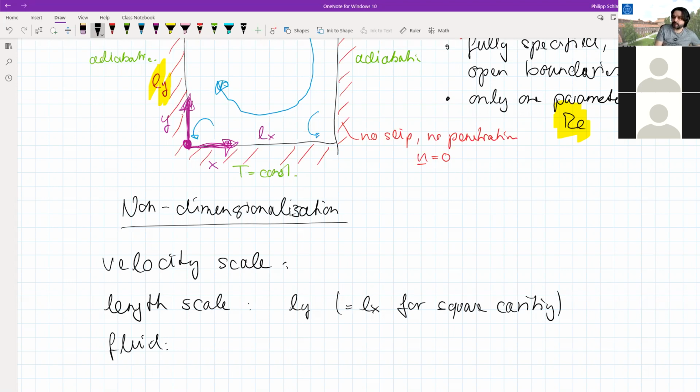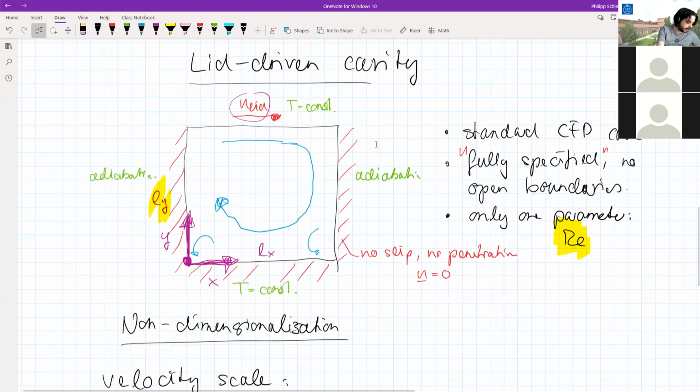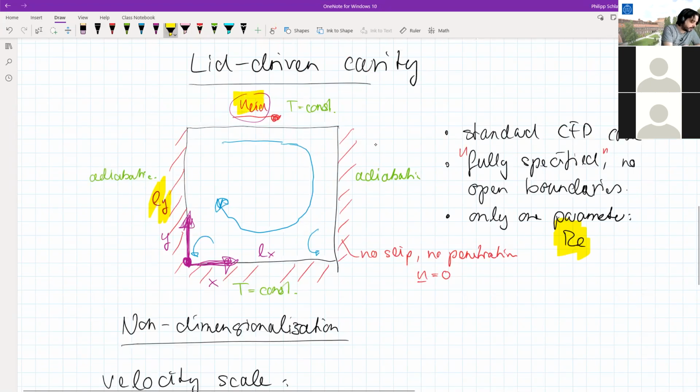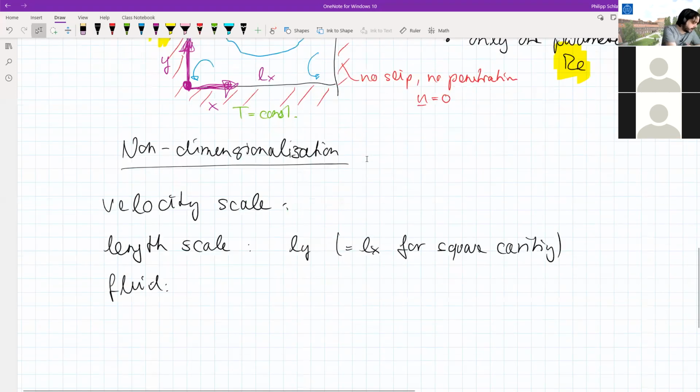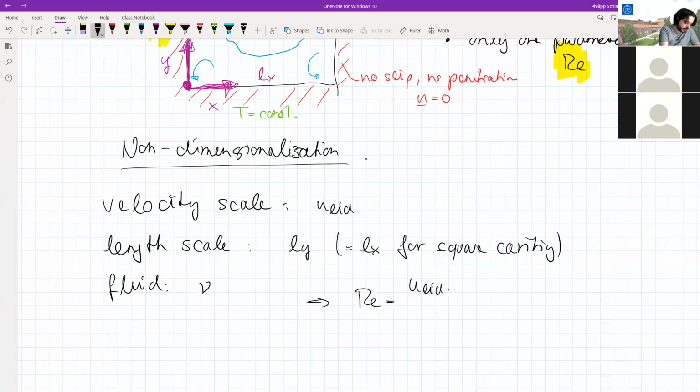The velocity scale is actually quite easy to find here, because there is just one velocity scale in the problem, and that is the lid velocity. So I choose the lid velocity as my velocity scale. And the fluid is defined with the kinematic viscosity. Now with the velocity, length, and fluid scales, I can define my Reynolds number for the lid-driven cavity, which would be U lid times Ly divided by the viscosity.